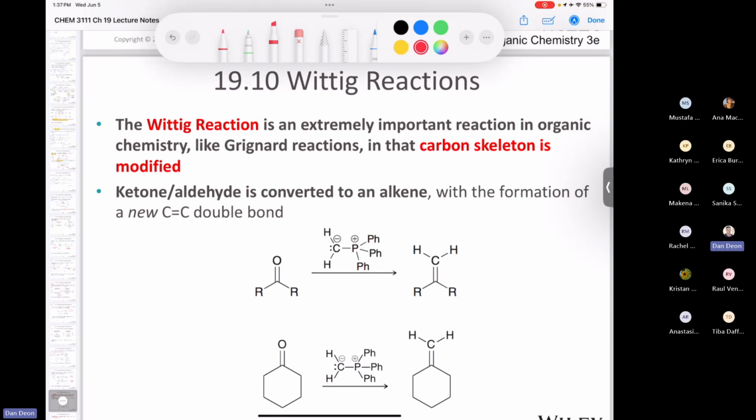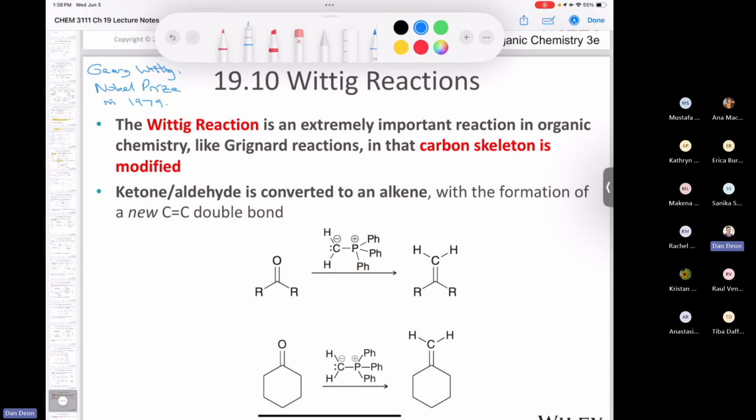And this is one of the most popular reactions in all of organic chemistry. The inventor of this reaction is Georg Wittig. He got the Nobel Prize for this reaction in 1979. He shared it with a guy named Herbert Brown, anyhow, that year.